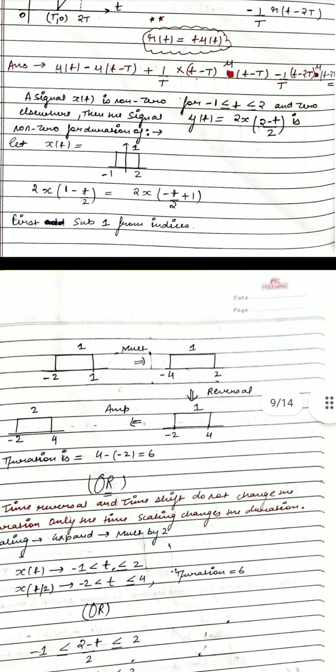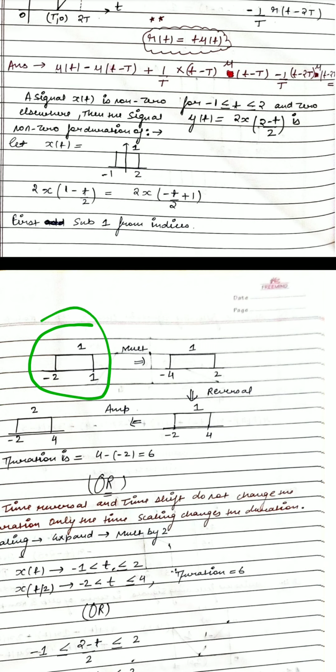A signal x of t is non-zero for minus 1 to 2, and 0 elsewhere. Then the signal y of t is this. We have to apply the principle on x of t. Then the signal is non-zero for the duration of. So first let us assume that x of t is this signal, which is non-zero from minus 1 to 2. Now apply the principle. What principle is this? First, subtract 1 from all the indices. Subtracting 1 from all the indices, we will get a signal like this.